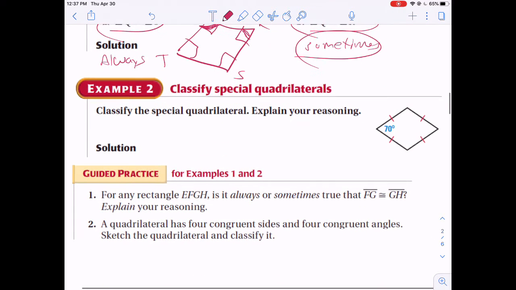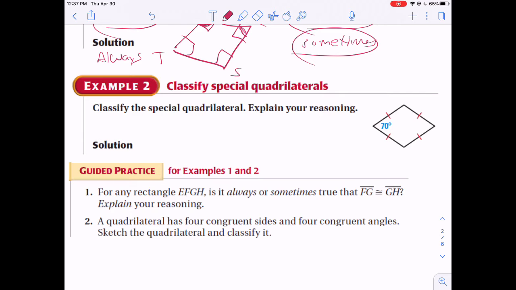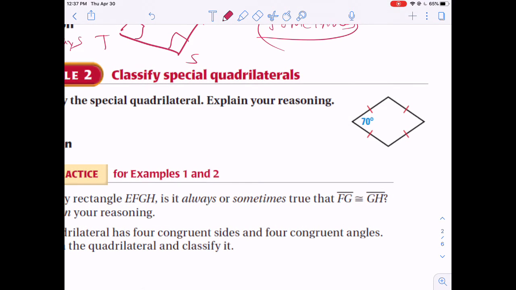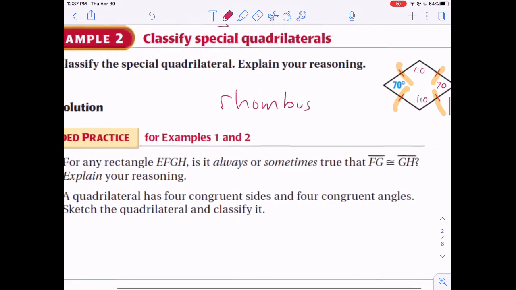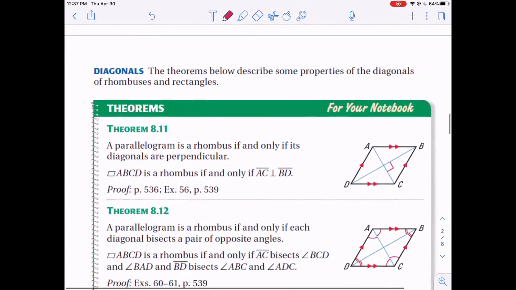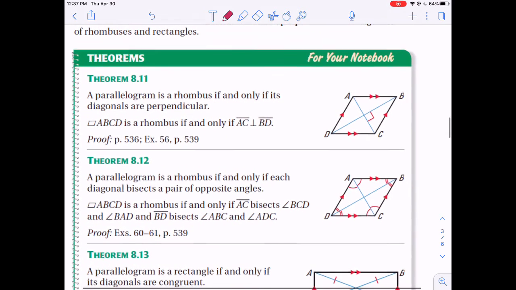All right, next one says classify special quadrilaterals. Classify the special quad. Well, look at it. What do you know about this figure? I know it's 70 here, and we know this has got to be 70 as well over here. The other thing we know is that because it's a parallelogram, this would have to be 110 degrees. But those angles aren't helping me, are they? It's about the sides. The sides tell you what it is. All four sides equal. Therefore, it's a rhombus. Rhombus is a cool word, right? R-H-O-M-B-U-S.